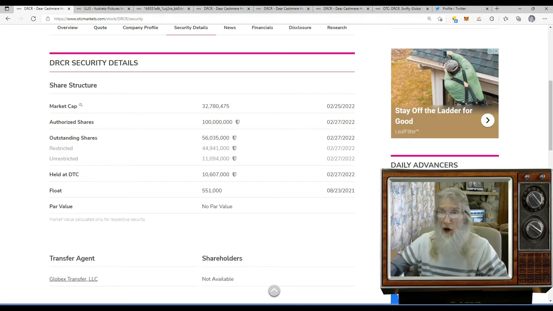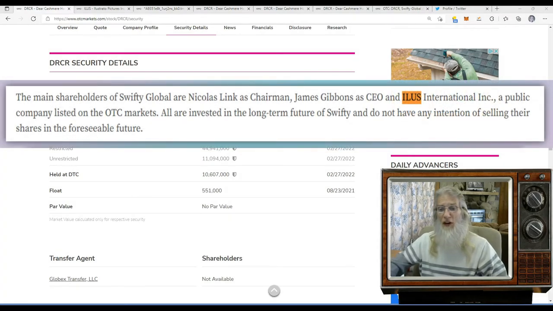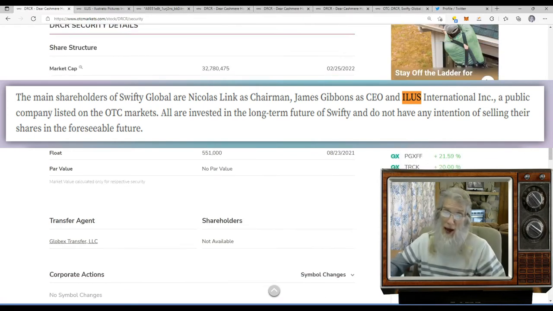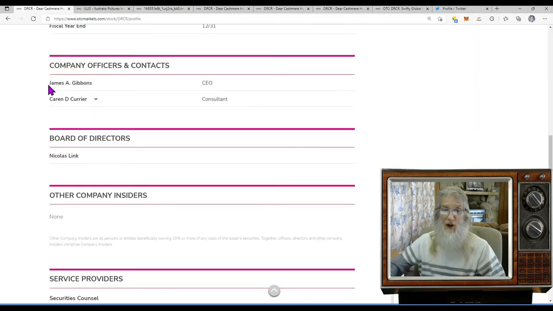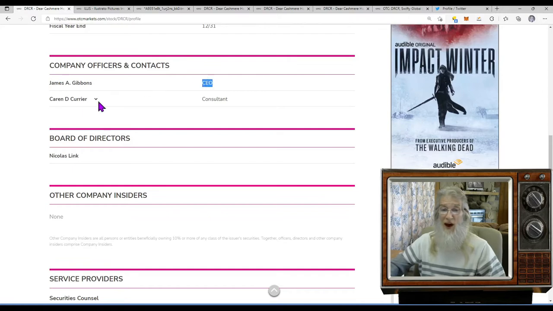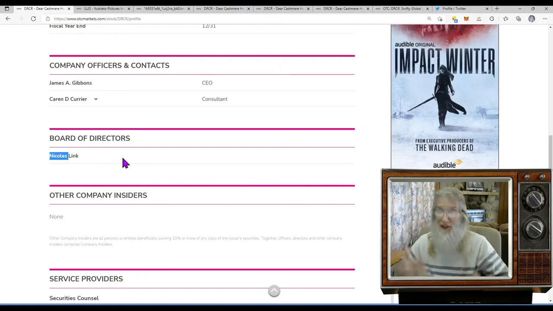So what I found here was a clip out of a news press. Right here, the main shareholders of Swifty Global are Nicholas Link as the chairman, James Gibson as the CEO, and Eyeless International Inc., a public company listed on the OTC markets. All are invested in the long-term future of Swifty and do not have any intention of selling their shares in the foreseeable future. Now, it's pretty easy for them to say because, well, as they just said, these two gentlemen, James Gibson, which is right there, the CEO of this company, and Nicholas Link, they're both together, so they know each other's business. They know that they don't want to sell.